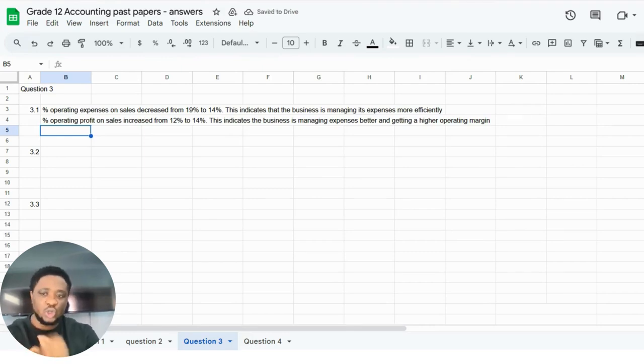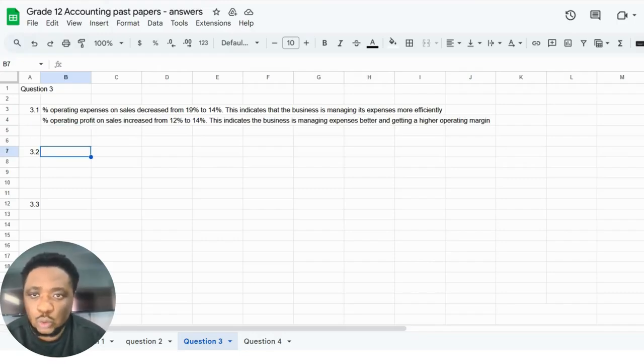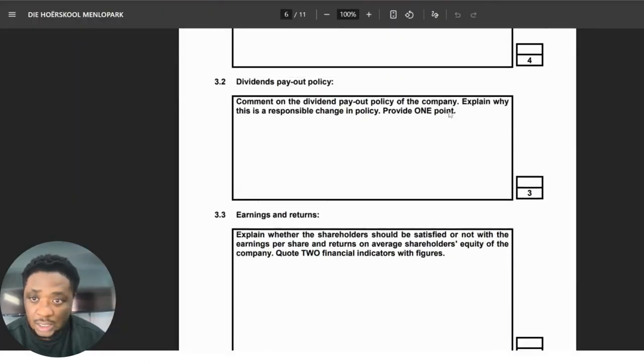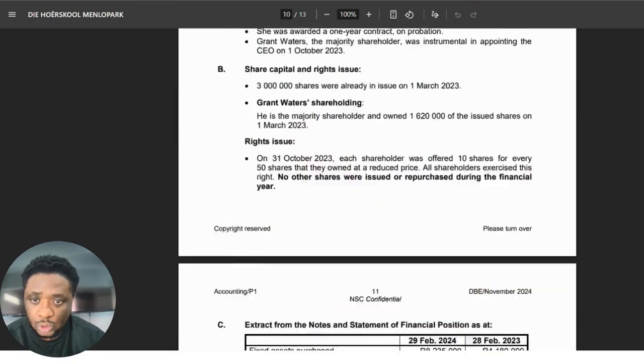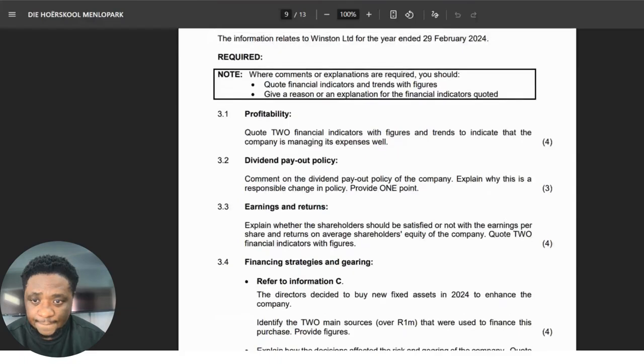Key thing is that you quoted, and then after quoting, you make your comment. And that's pretty much all you have to do in these questions. And that will earn you all, I think it was the 4 marks in this question. Now let's move on to the next question. So what does the next question say?